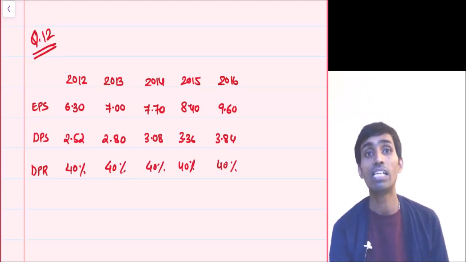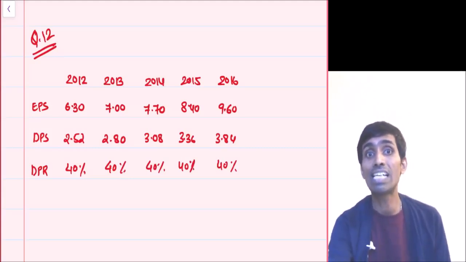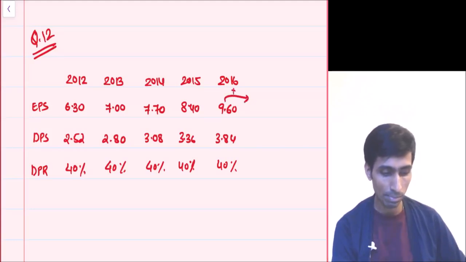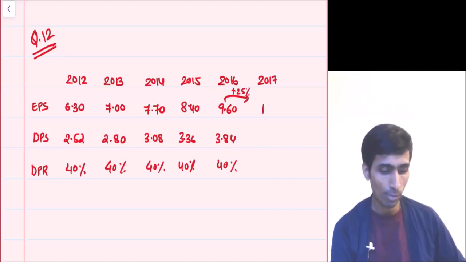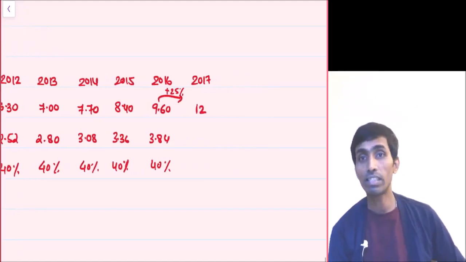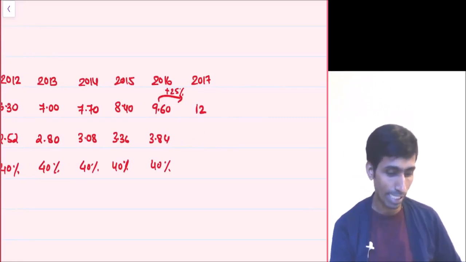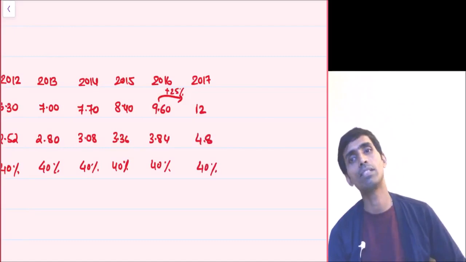The data is given. In the question they are saying that earnings and dividend will grow at 25% for the next 2 years. Means here this will grow by 25% plus 25%. So in 2017, 9.6 plus 25% would be 12. How much is it? 12. Correct. And also 3.84 plus 25% is 4.8. So here also it will be 40% only, the same.